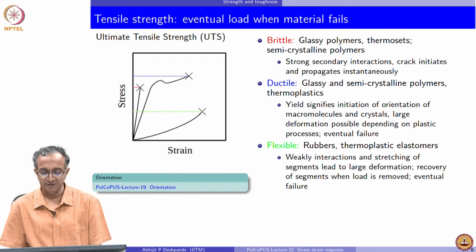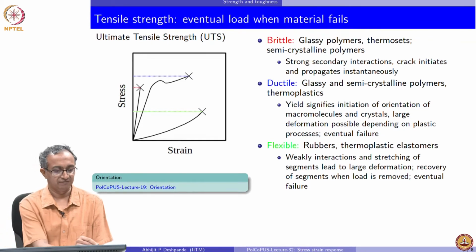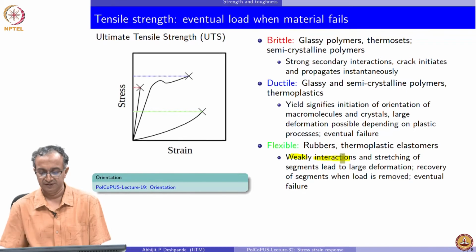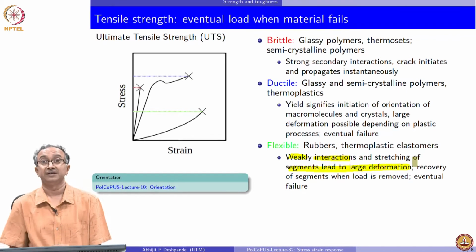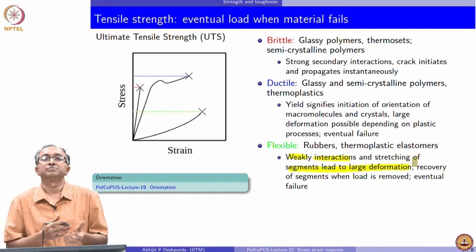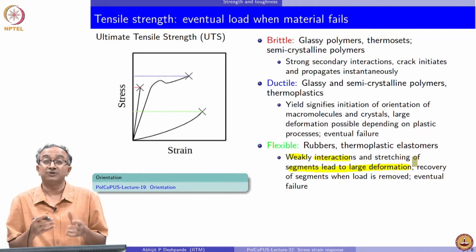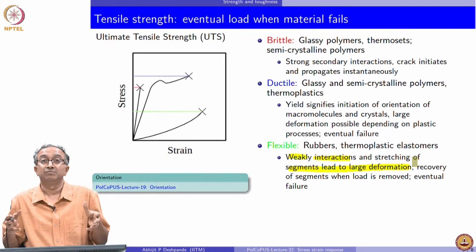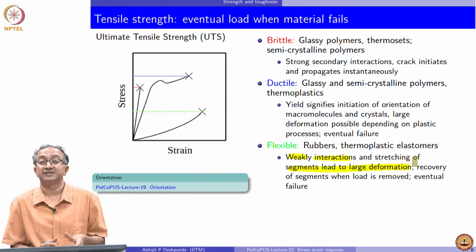The rubbers, on the other hand, have very weak interactions, and stretching of segments leads to extremely large deformation. Whenever we remove the load, it comes back. So, in this case also there is a stretching and orientation, but because there is segmental mobility present.